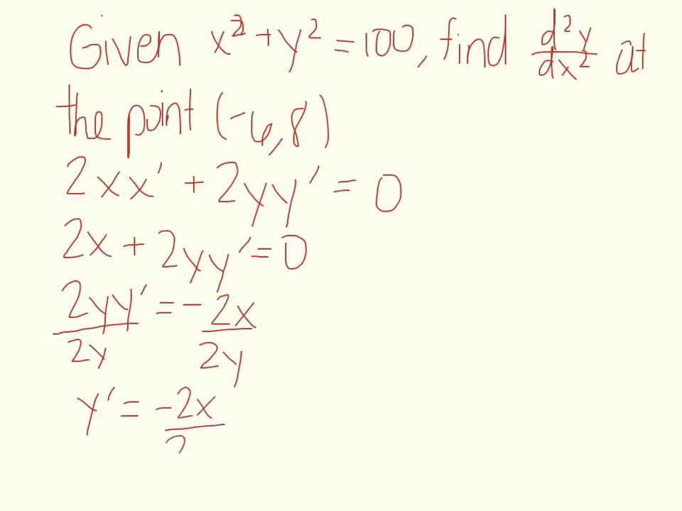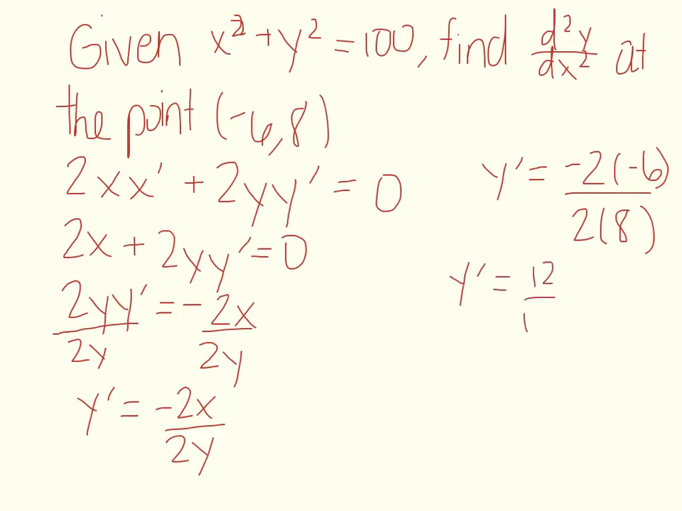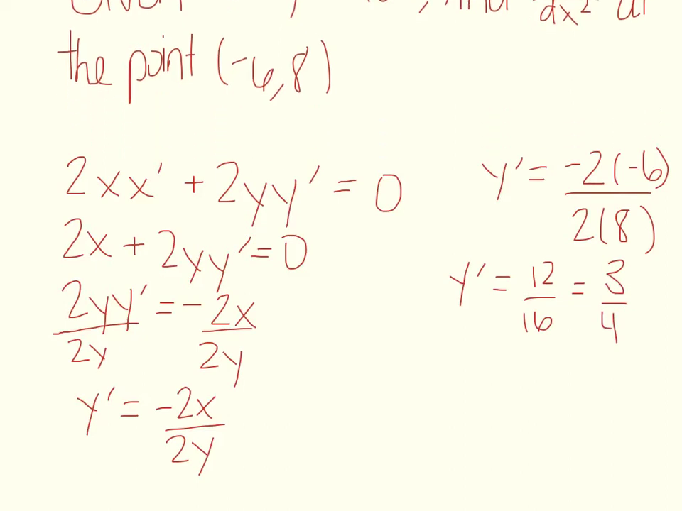Then we plug in the points that they give us into the x and y. So y prime equals -2 times -6 over 2 times 8. And that gives us 12 over 16, which reduces down to 3/4. Okay, so that's the first derivative, and I'm going to move this out of the way.